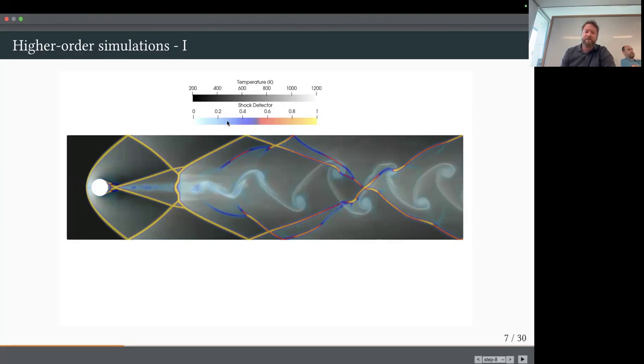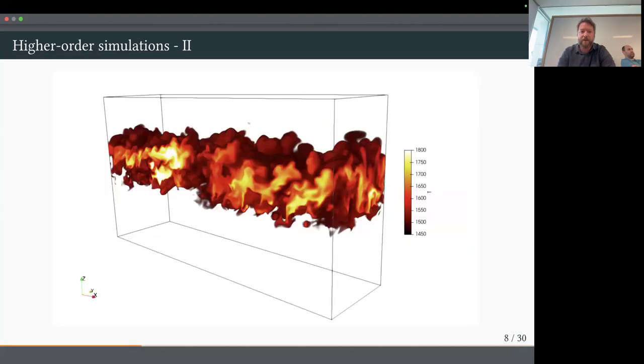And the shock detector blends between 0 and 1, and we actually use that as our blending between the fourth order method and the second order method. So that's applied to problems like this. This is a shear layer that demonstrates mixing.